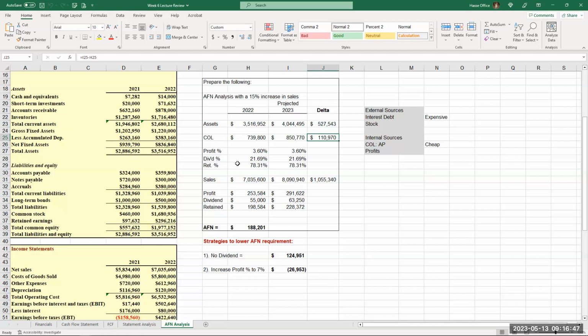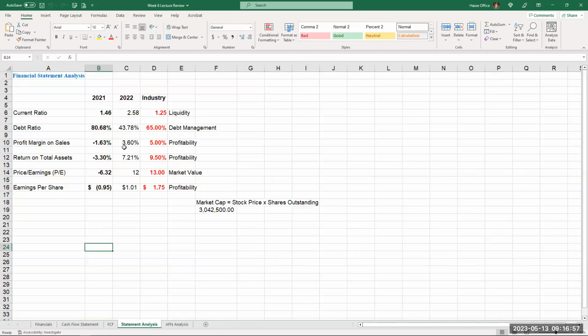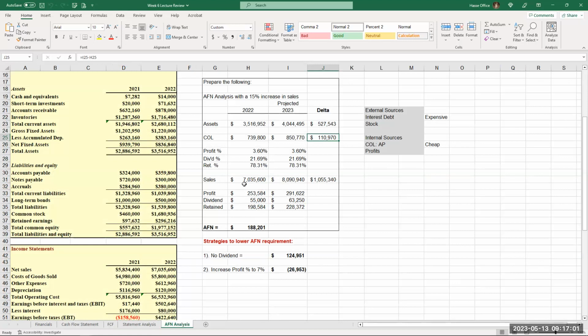At the same time, we're going to increase our sales by 15%. That means our profit is going to increase. Well, remember in 2022, our profit margin was 3.6%. So we assume that with a 15% increase in sales, which would bring sales to a little bit over $8 million, we take 3.6% of that, and our profits are going to jump to $291,622.